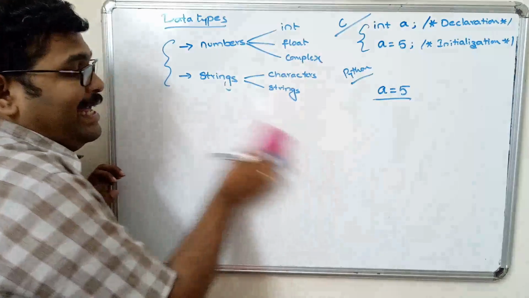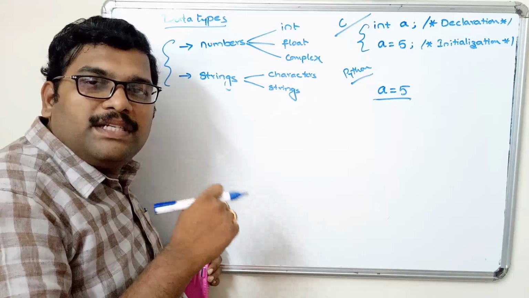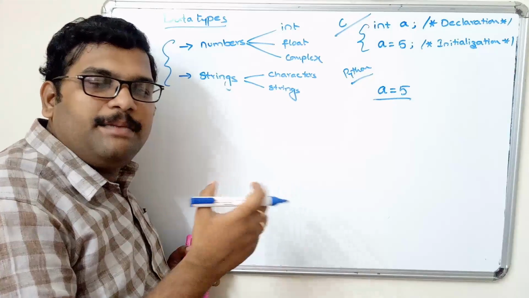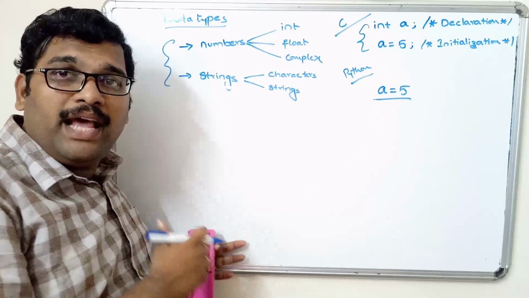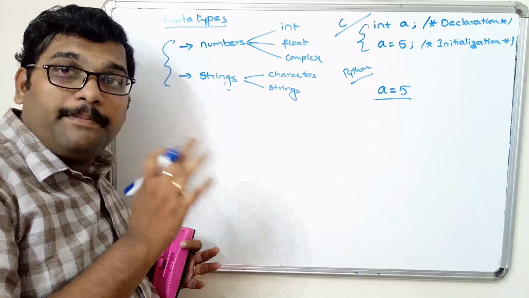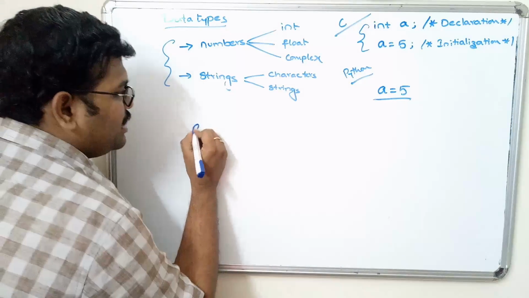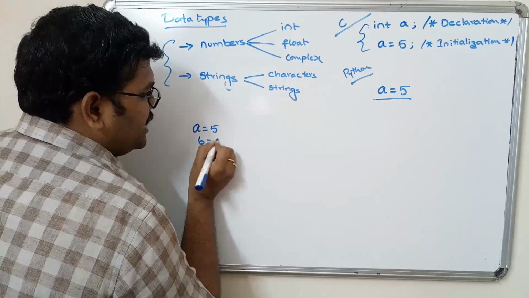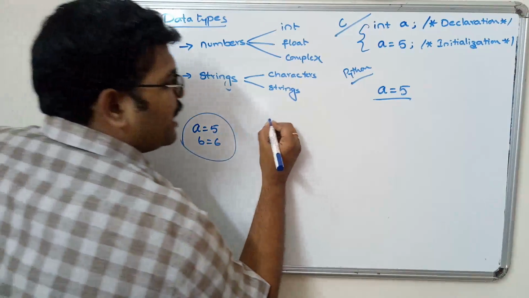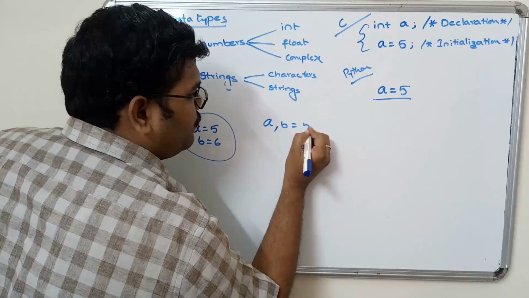Okay. Now, if we want to represent more than one statement in a single line, that means more than one instruction in a single line, this will be correct, right? If you want to represent more than one instruction in a single line, a is equal to 5 and b is equal to 6. If I want to represent this in a single line, directly we can write a comma b is equal to 5 comma 6.